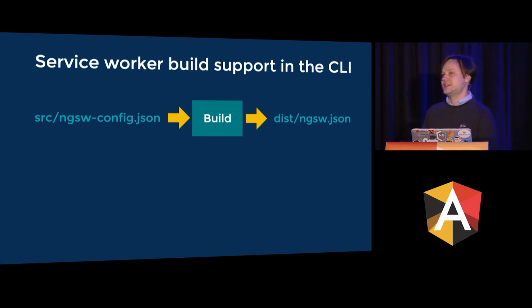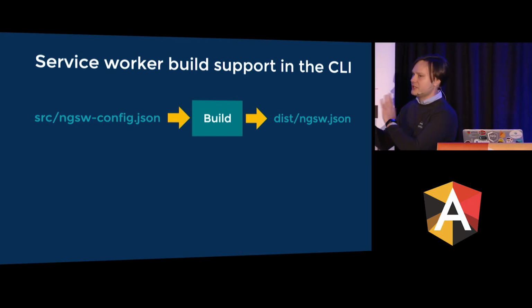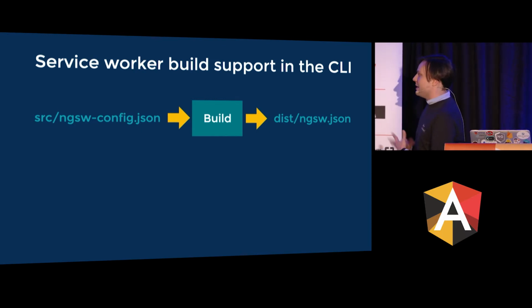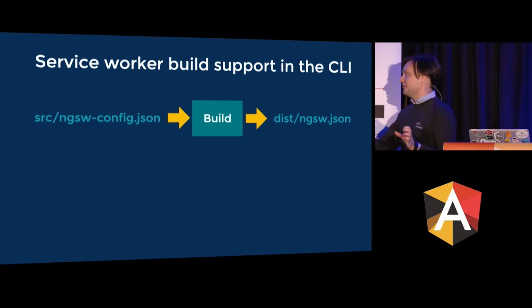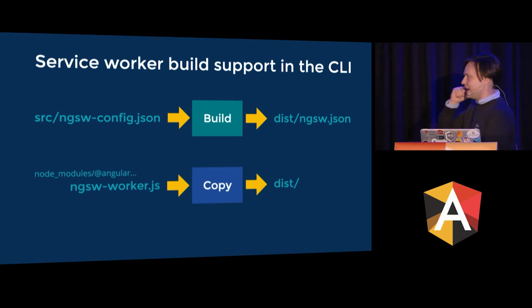So what exactly does this service build support do, and how does it work? Quite simple. It takes a configuration file, which is in src and ngsw-config. This is just the default name, and builds the manifest file for service workers. So actually, this settings file in human readable form is converted to a settings file for the Angular service worker, which is also JSON, and actually they are quite close to each other. Just some more hashes added in this ngsw.json.